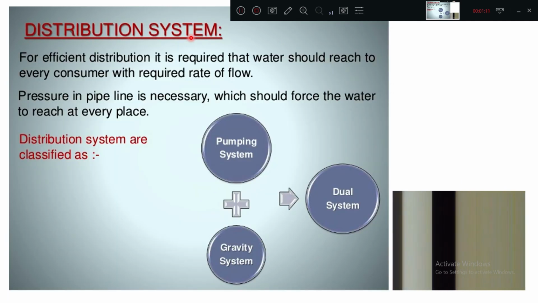Now for the distribution system, what you can understand is, for efficient distribution, it is required that water should reach every customer with the required rate of flow. So proper distribution means every customer should get water with the proper rate of flow. Pressure in the pipeline is necessary, which should force the water to reach every place, so that every person should get water. So basically, we have the distribution system classified into two types: one is the gravity system, and another is a combination of these two, pumping plus gravity. We call them a dual system.